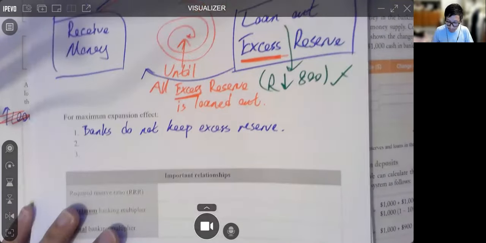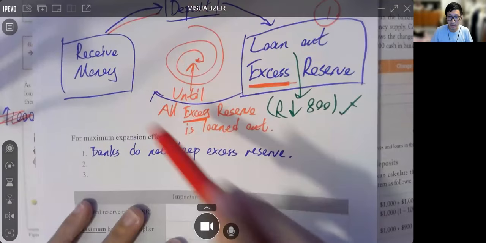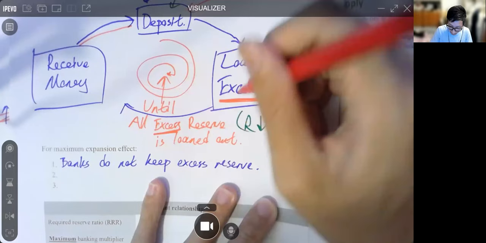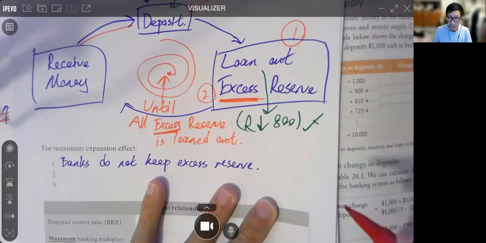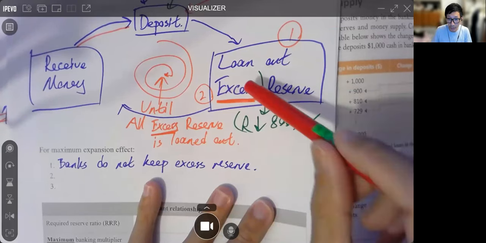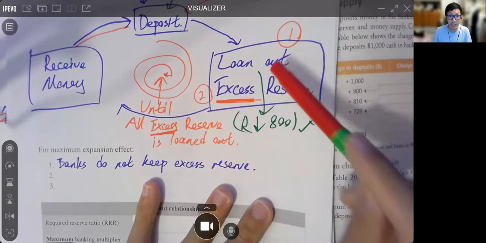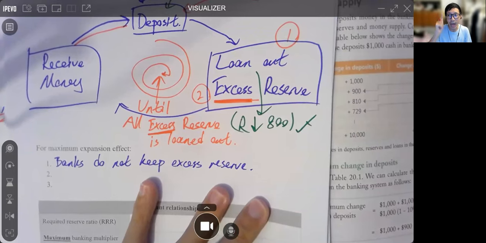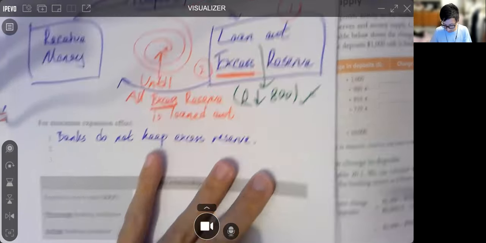Point number two: they loan out to people, right? This is a big question. Even if banks are willing to lend out all their excess reserve, do we have enough people to actually take the loans?